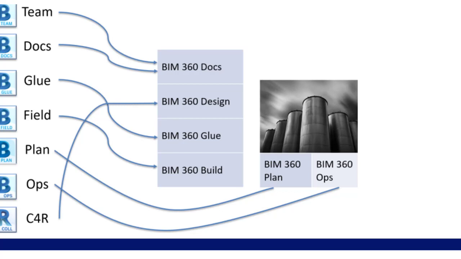Now we have another two services that for now are not using this platform, but maybe in the future will integrate. The names are BIM 360 Plan, which uses some lean construction processes like the Last Planner System, and BIM 360 Ops, which you can use for maintenance and operation of the construction project.